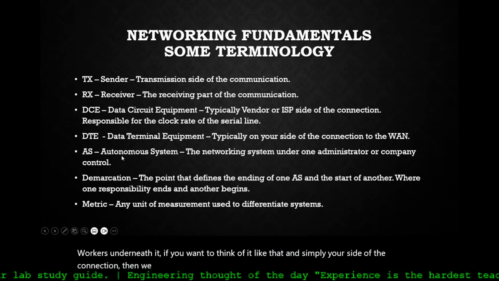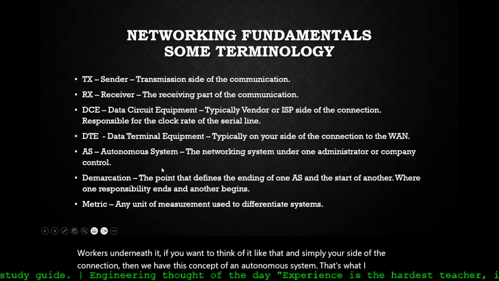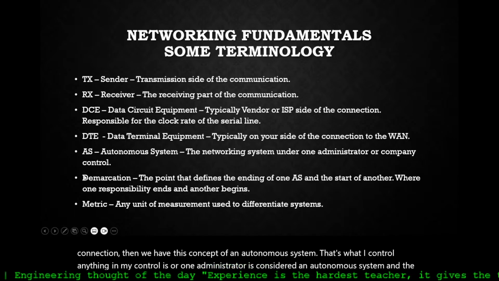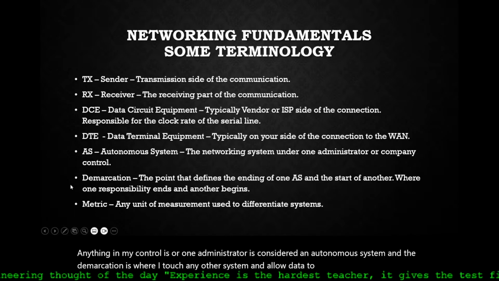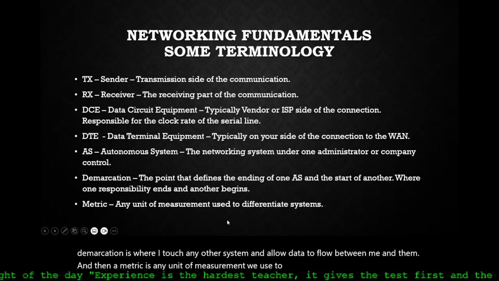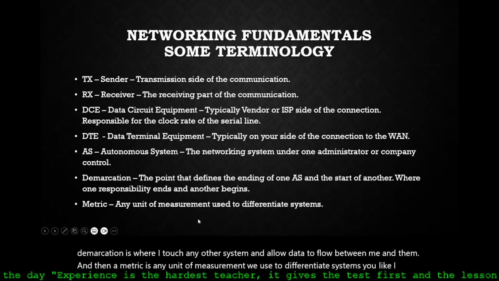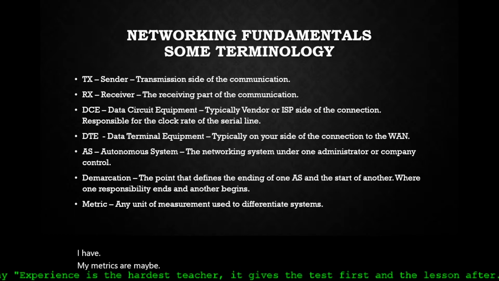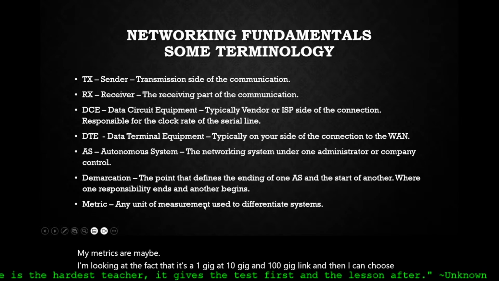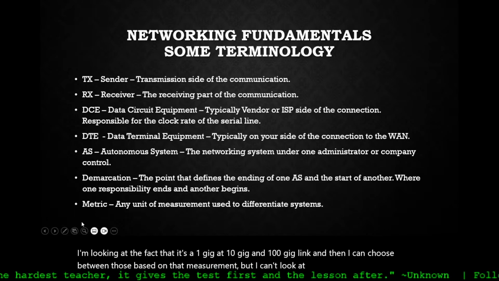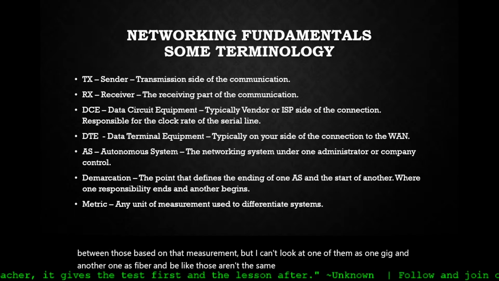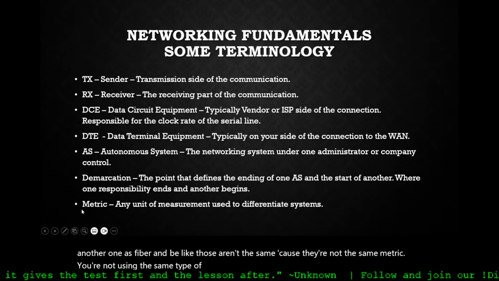Then we have this concept of an autonomous system. That's what I control. Anything in my control, or under one administrator, is considered an autonomous system. And the demarcation is where I touch any other system and allow data to flow between me and them. And then a metric is any unit of measurement we use to differentiate systems. Like my metrics are maybe I'm looking at the fact that it's a 1 gig, a 10 gig, and a 100 gig link, and then I can choose between those based on that measurement. But I can't look at one of them as 1 gig and another one as fiber and say those are the same, because they're not the same metric. You're not using the same type of thing to compare between them.